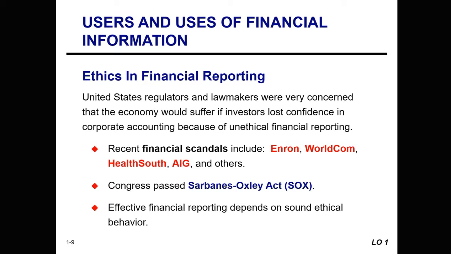By and large, the investing public says no. If they don't feel they can trust the financial statements, they don't want to invest. They don't want to do business.